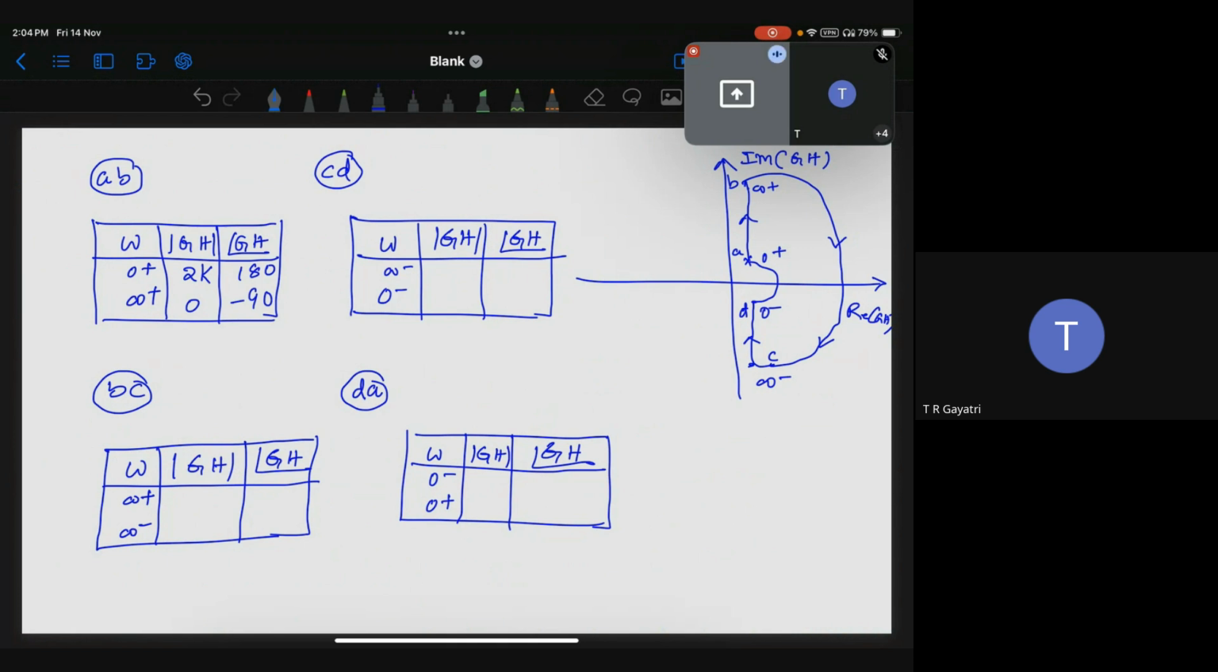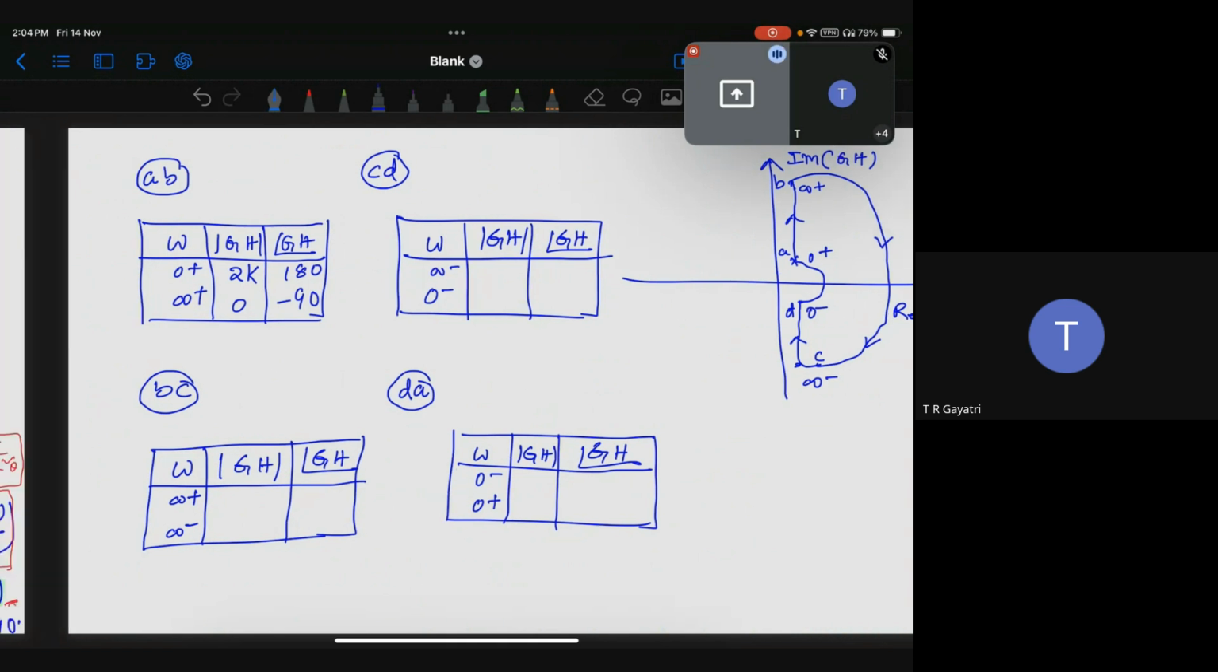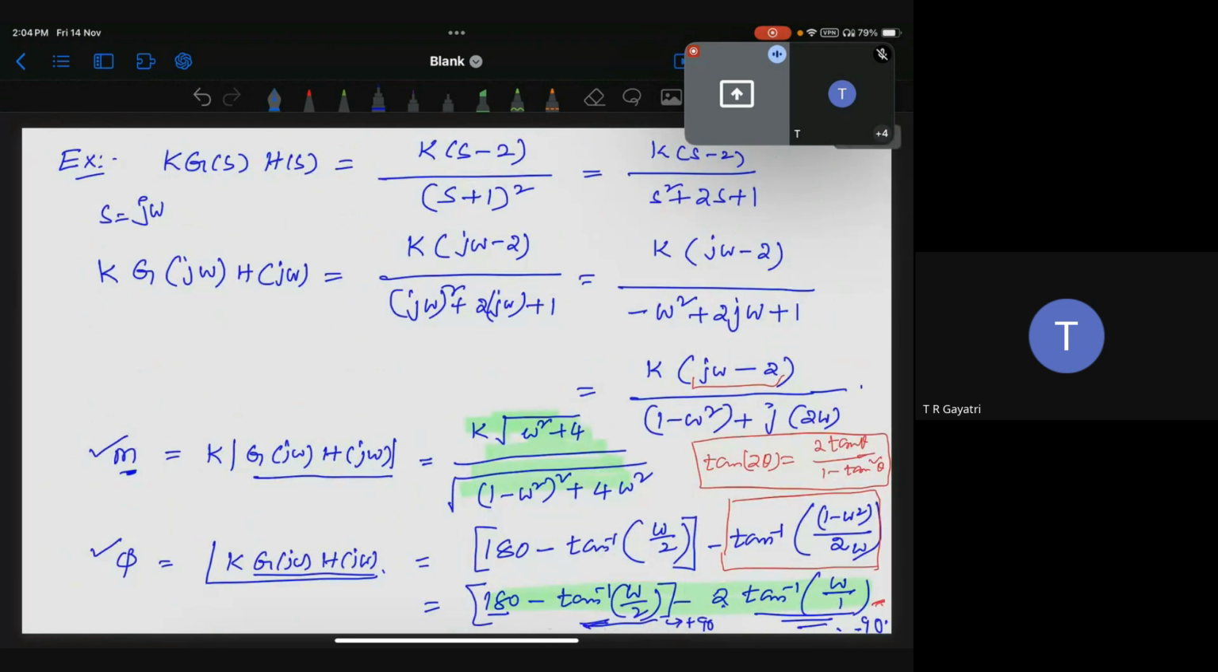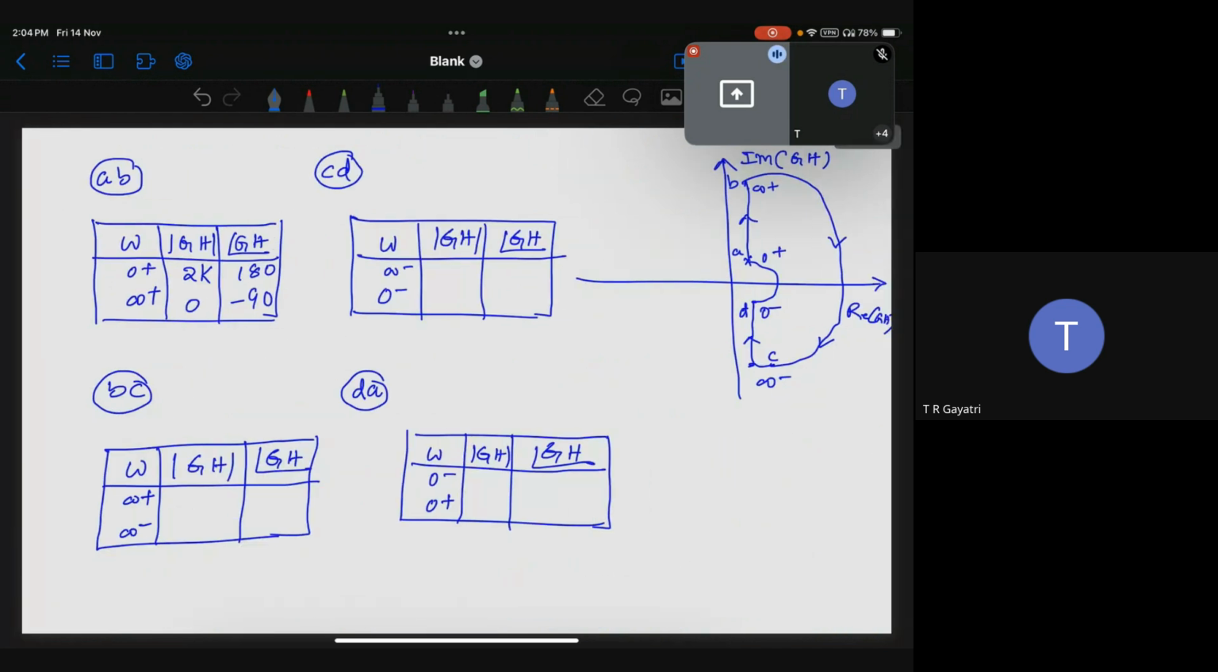You can check the values later. So what we are doing is, we have this magnitude expression, we have the phase angle expression, as well as this. In that, substitute 0 and infinity. So you will get these values for both the magnitude as well as the phase. Any queries?